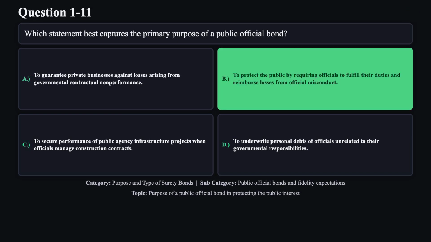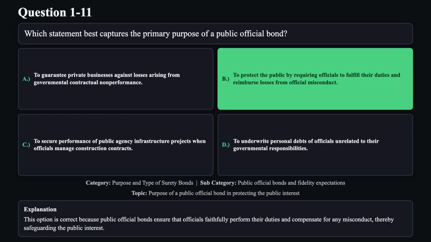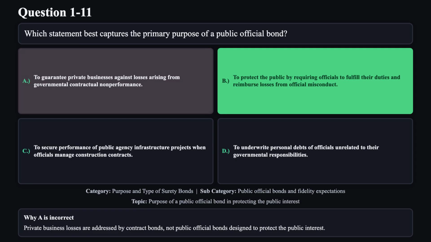The correct answer is B. This option is correct because public official bonds ensure that officials faithfully perform their duties and compensate for any misconduct, thereby safeguarding the public interest. Reason A is not correct. Private business losses are addressed by contract bonds, not public official bonds designed to protect the public interest.